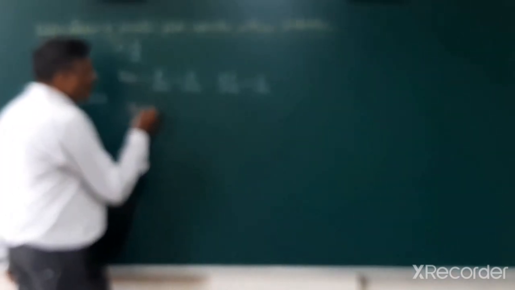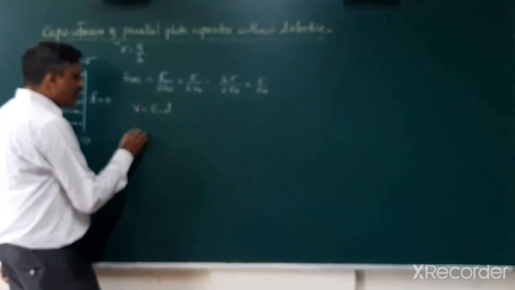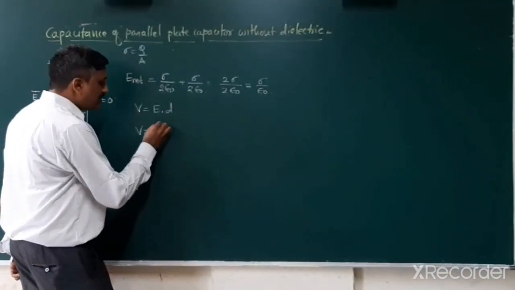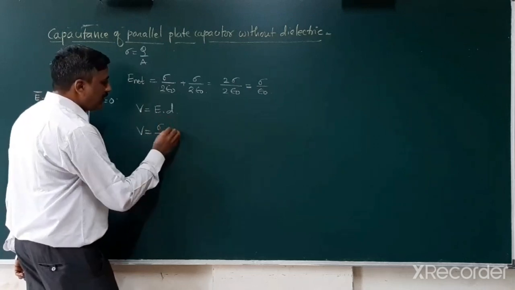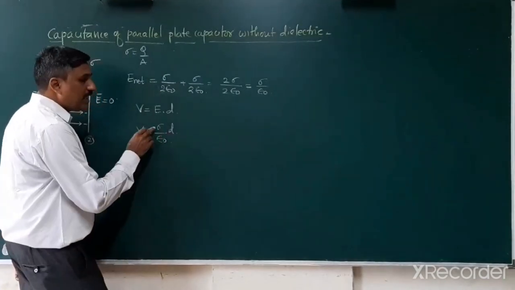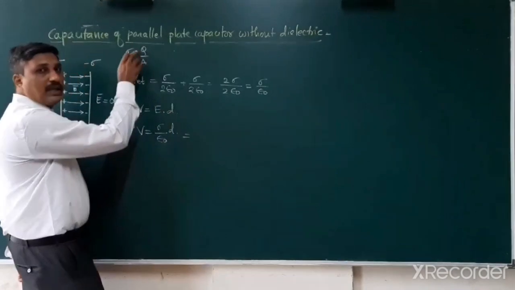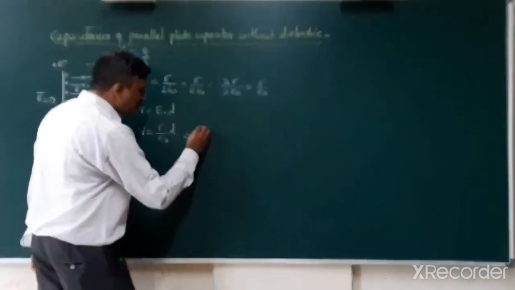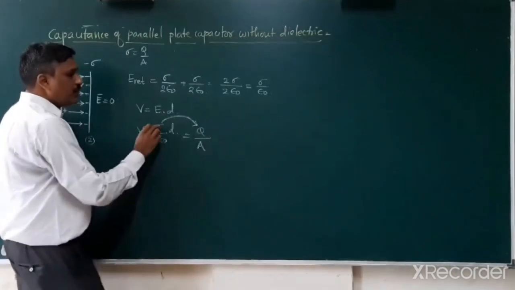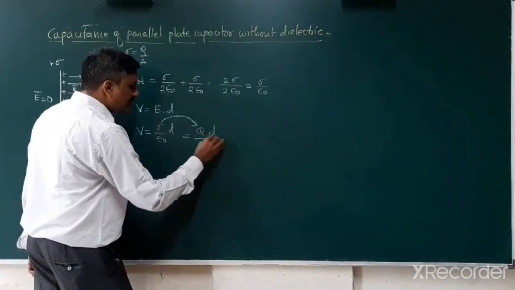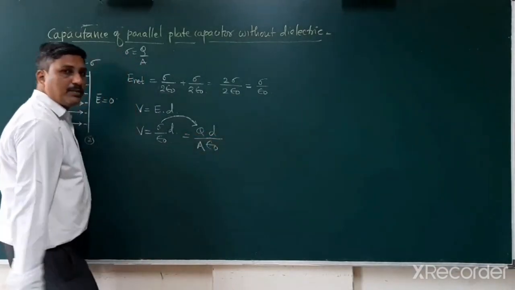Yes? Okay. Now V is given by the simple formula E into D. So I am using V equals E, and the value of E is sigma upon epsilon 0, multiplied by the distance D. But what is sigma? Sigma is nothing but charge per unit area. So instead of sigma, we substitute Q by A, with D as it is, divided by epsilon 0.